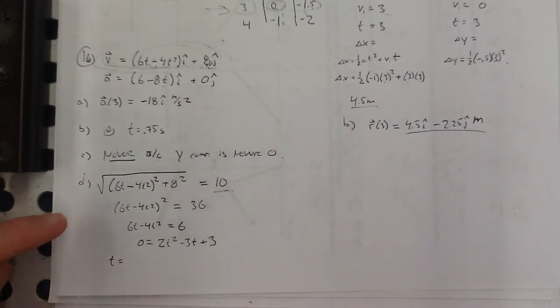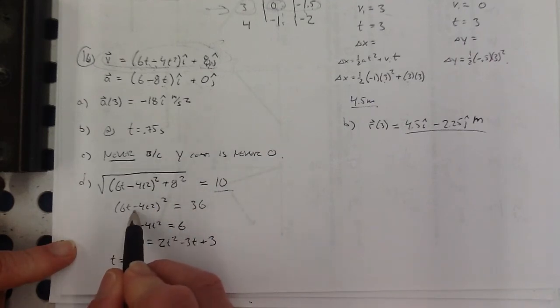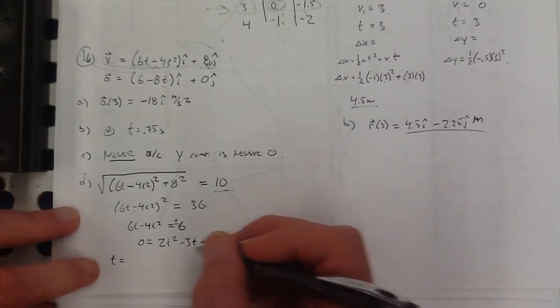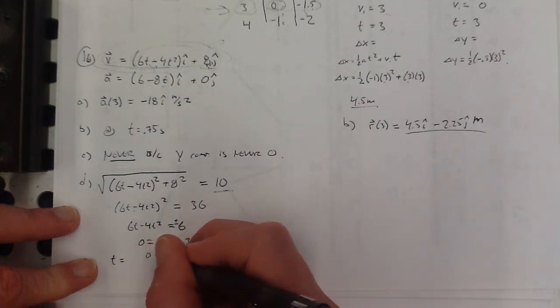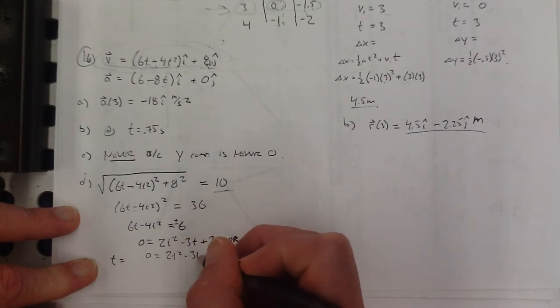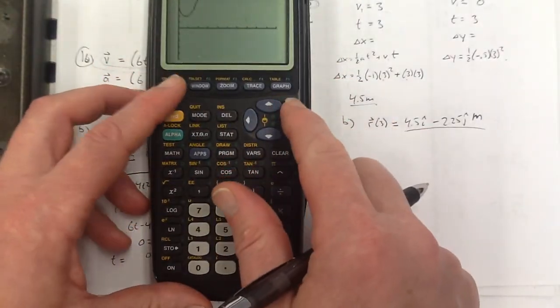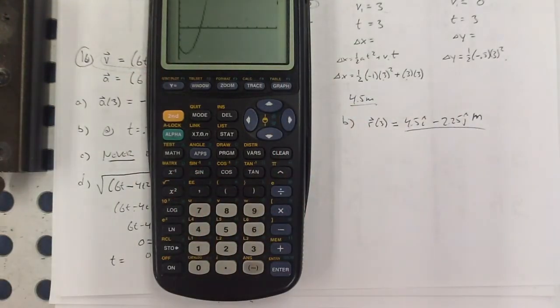Oh, I think I know what happened. I took the square root of both sides of this, but this is getting squared. So for this to equal 36, this could equal plus or minus 6. So there's another version of this. That's a little tricky there, huh? 2t squared minus 3t minus 3. So it could also be that. That's tricky. There it is.